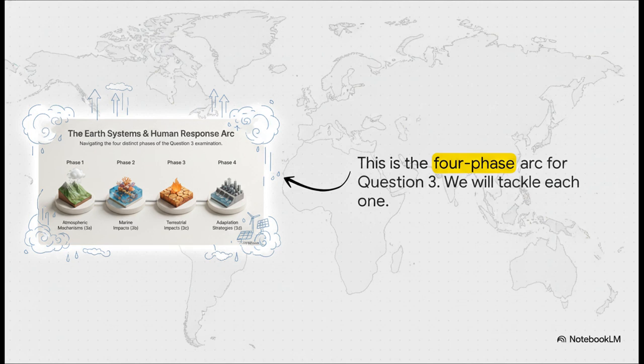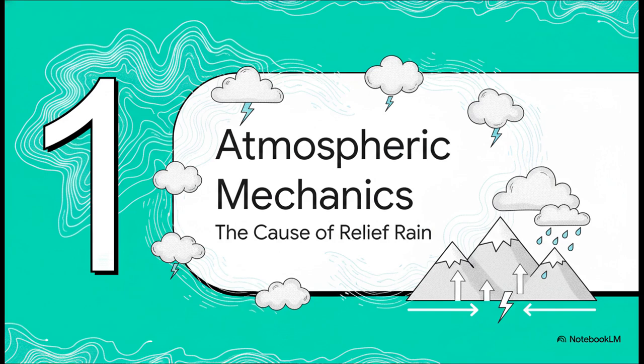We're starting with the science, the atmospheric mechanisms. Then we'll get into the marine and terrestrial impacts, and we'll wrap up with the really big one, evaluating the adaptation strategies. All right, first up, Part 3A. This is all about the physical geography, the why behind the weather. Specifically, what causes relief rain.